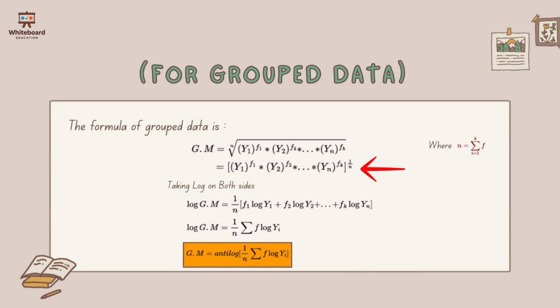As we did before, when we remove the root, we raise the whole expression to the power of 1 over n. Now we take log on both sides, which makes it log G.M equal to 1 over n brackets f1 log y1 plus f2 log y2 till plus fk log yn. All the sums are converted into summation f log y, and thus the final formula of geometric mean for grouped data is antilog whole brackets 1 over n sigma f log y. I hope you understood the concept.